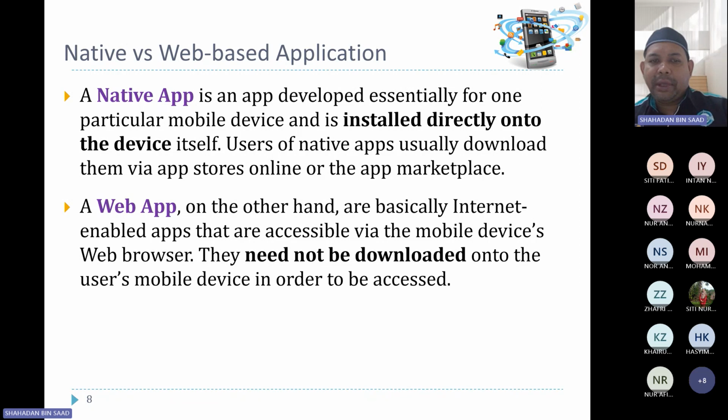And then a web app. A web app, we can open the app using a browser, using Chrome or the phone's web browser, right? So a web app, on the other hand, is basically an internet-enabled app that is accessible via the mobile device's web browser. So they need not be downloaded onto the user's mobile device in order to be accessed. Okay, although it cannot be downloaded, sometimes it gives a shortcut. That is just a shortcut, right? For a web app we can make a shortcut and place it like a native app too. Sometimes there is. When we tap it, it actually just opens the browser.